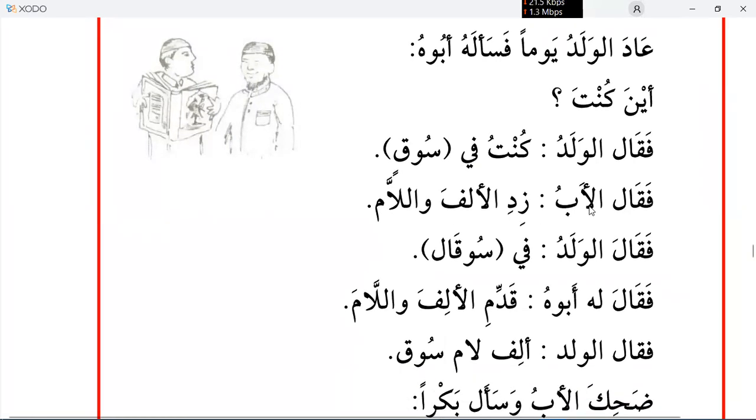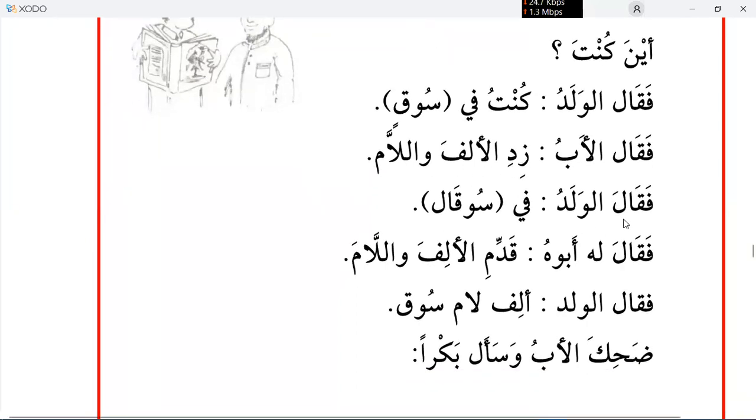Faqala al-ab, the father said, zidi, increase, add. Zidi means add, put, increase. Al alifa wal lam, put some alif and lam. This is an idiom, basically, it means say the complete thing, say a complete sentence.